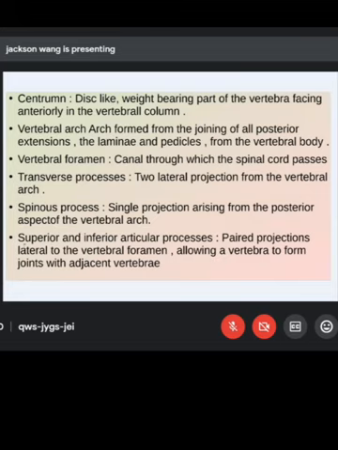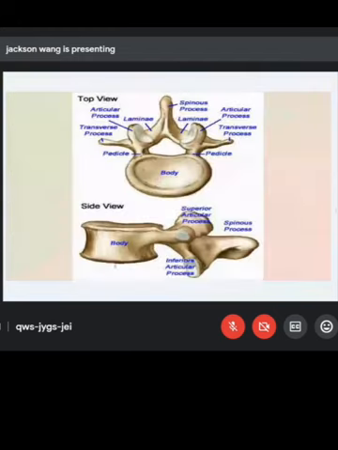And the last one is the superior and inferior articular processes. Ce sont les processus articulaires, inférieurs et supérieurs. Paired projections lateral to the vertebral foramen, allowing a vertebra to form a joint with adjacent vertebrae. The transverse process, articular process, spinous process, laminae, pedicle, the body, the foramen, the superior articular process, the inferior articular process, the spinous process, and the body.